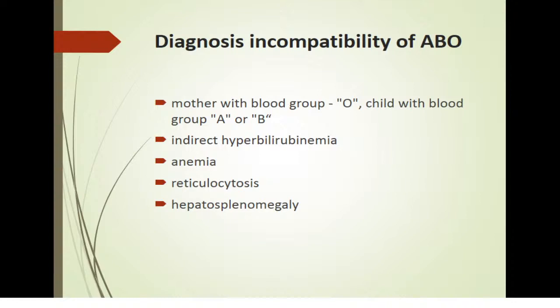The presumed diagnosis is based on the presence of ABO incompatibility: mother with blood group O, child with blood group A or B. Hyperbilirubinemia is often the only laboratory abnormality. Hemoglobin levels are usually normal, but can reach 10 to 12 grams per deciliter. Reticulocytes can be increased up to 10 to 14%. Hepatosplenomegaly.